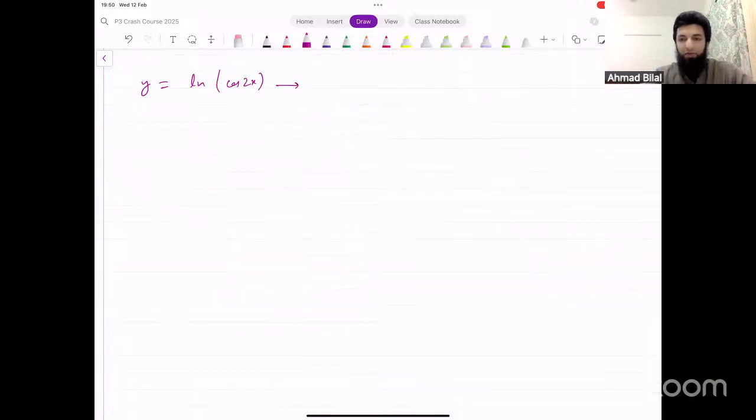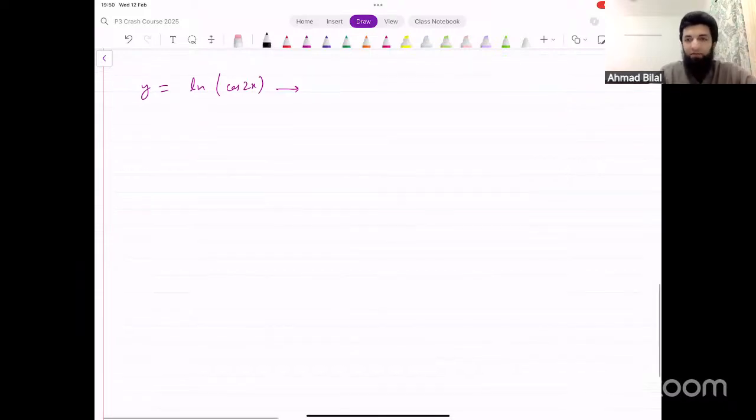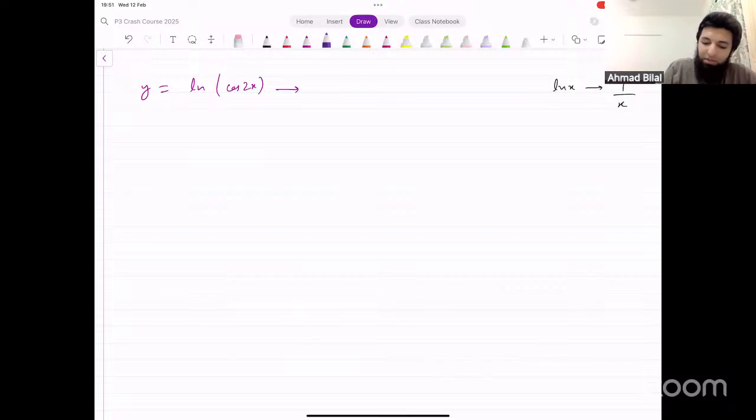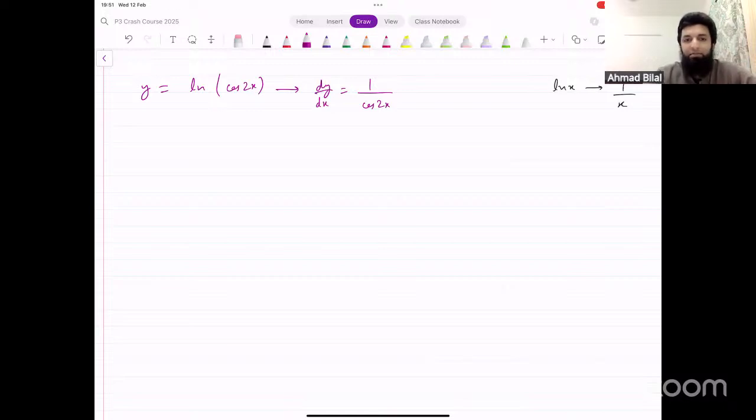ln of cos of 2x. What's the outer function? The outer function is log here. So the rule that applies first is the one for the log function. What does that say? The derivative of ln x is 1 over x, right? That's what is given in the formula sheet. So what does this become then? dy over dx is 1 over cos of 2x, multiplied by the derivative of cos of 2x. Make sense?